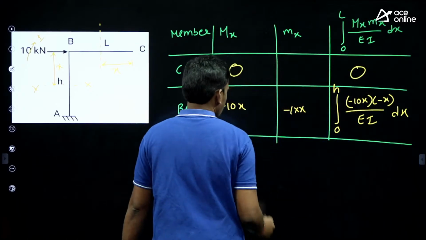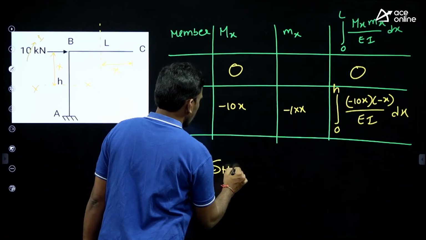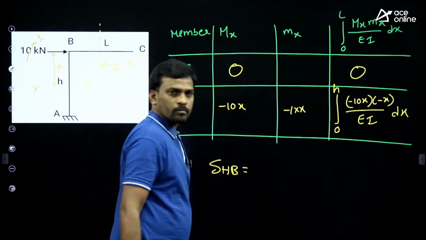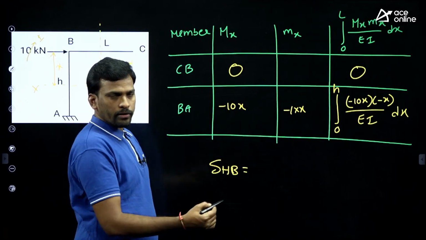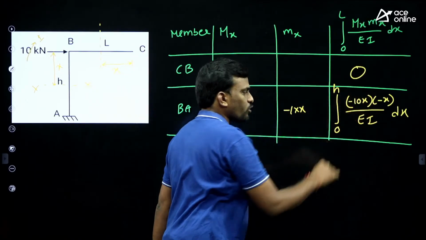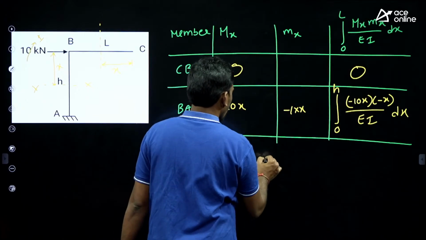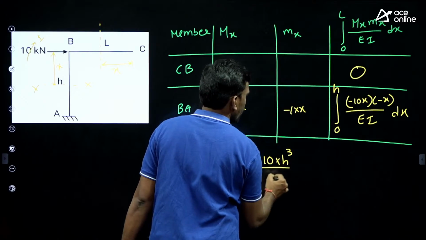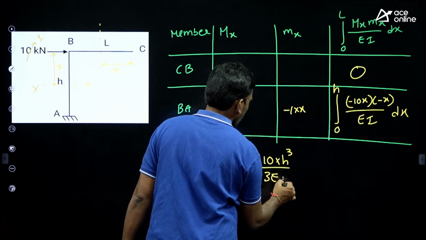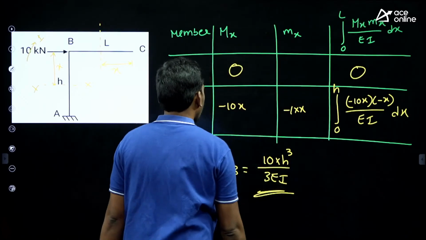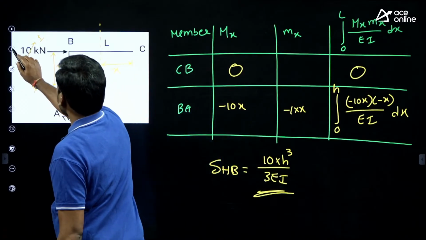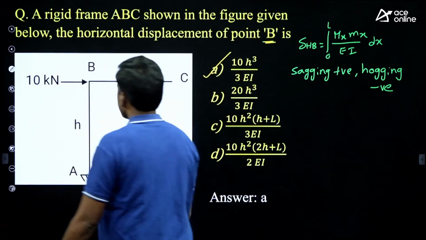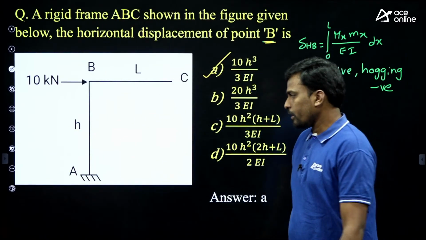Okay, now students, horizontal deflection of B is, what is the integration of x here? Integration of x square is x cube by 3, right? Okay, then here 10 h cube by 3 EI. Okay, 10 into h cube by 3 EI. So 10 into h cube by 3, then option A is correct. Okay.